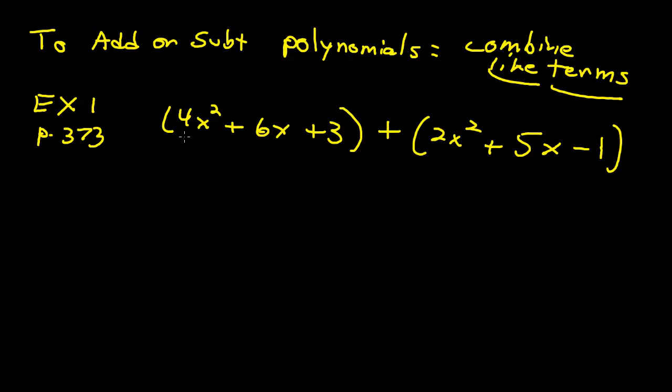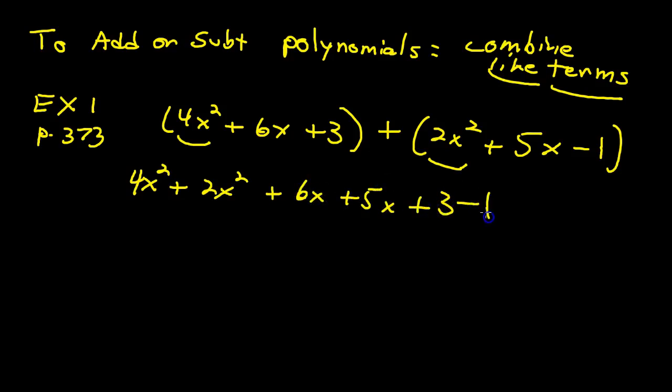How are we going to add these? Well, I'll just combine like terms. Addition is commutative, addition is associative. So what I can do is group like terms together. I can group the x squared terms together. I can group together the x terms, 6x plus 5x, and I can group together the constant terms, plus 3 and minus 1.